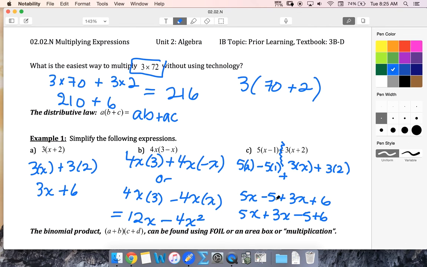So this minus is attached with the 5. Here I could have thought of it as 5 times negative 1. So it's a negative 5. Collecting like terms, I get 8x plus 1. And I'm going to stop there, and we'll come back and look at the binomial product in the next video.